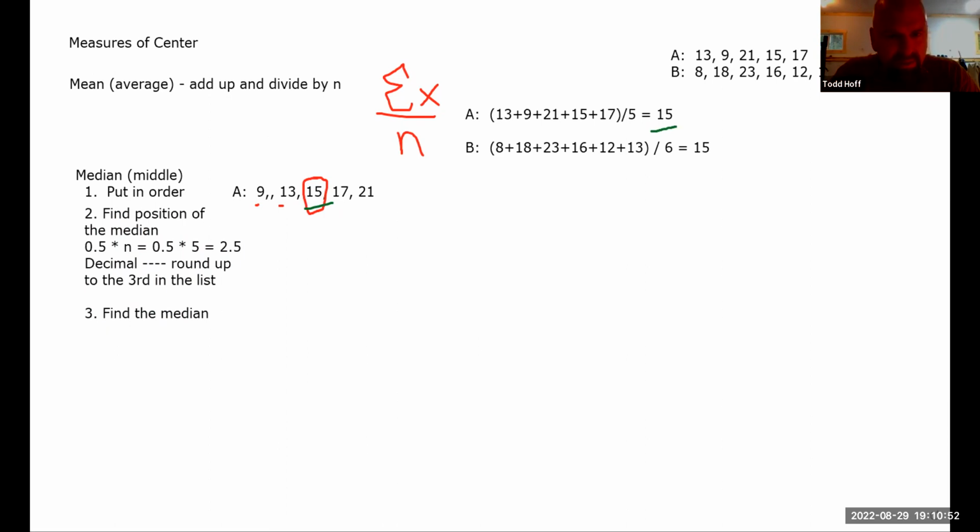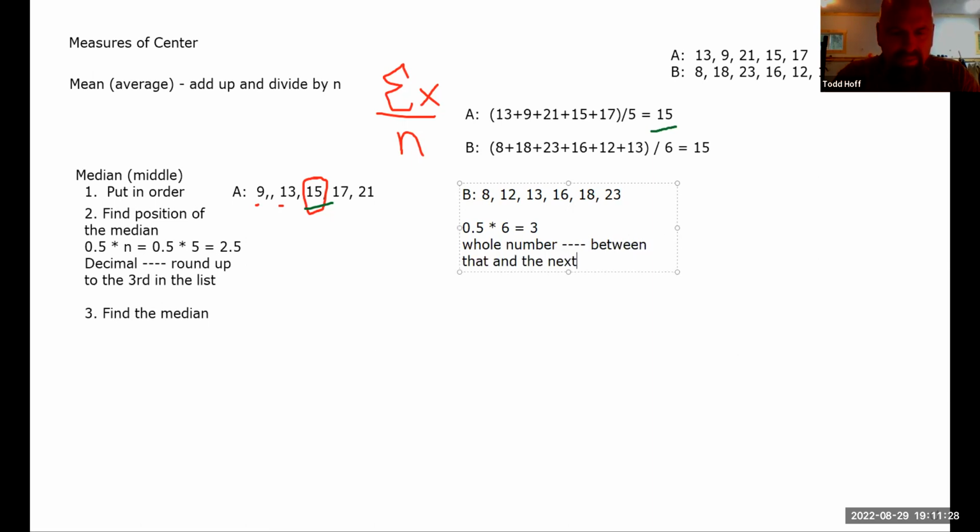Let's look at set B here. So first step is to put them in order. So we have 8, 12, 13, 16, 18, and 23. Find the position. Well, N is 6. So 0.5 times 6 equals 3. Since this is a whole number, in other words, no decimal, that means it is between that and the next position. So that's telling us the median here is between the third and fourth number in the list.